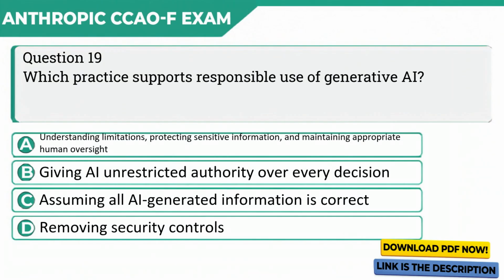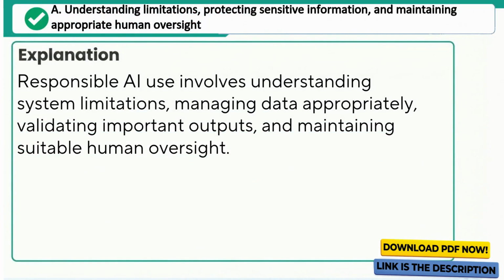A. Understanding limitations, protecting sensitive information, and maintaining appropriate human oversight. B. Giving AI unrestricted authority over every decision. C. Assuming all AI-generated information is correct. D. Removing security controls. Correct. Answer: A. Understanding limitations, protecting sensitive information, and maintaining appropriate human oversight. Explanation: responsible AI use involves understanding system limitations, managing data appropriately, validating important outputs, and maintaining suitable human oversight.